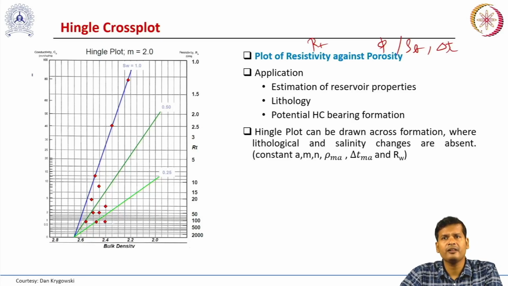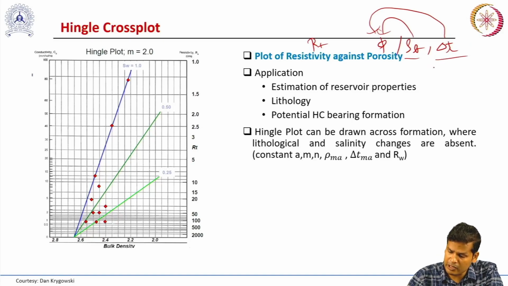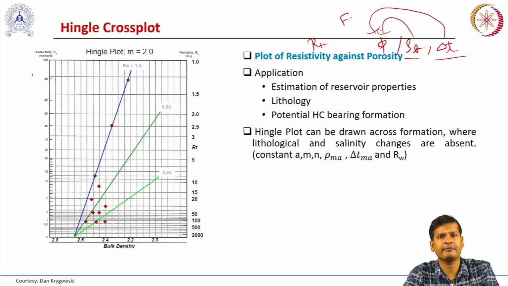Also, that means formation bulk density measurement or the travel time measurement from the sonic log. So either these can be converted to porosity and we plot the RT versus phi, or we can directly use the raw values of RHOB and delta T. Also, we can plot RT versus F.